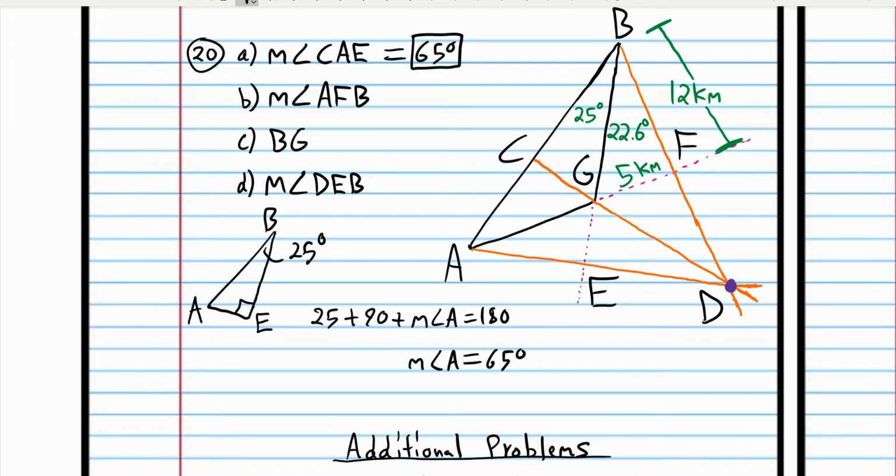Measure of angle AFB. Well, if we consider this to be the base of the triangle, then this is the top vertex, and if you write a segment that goes through the orthocenter, that must also contain the altitude. So this angle, AFB, is 90 degrees. So part B is 90 degrees. If you got that answer, good job.